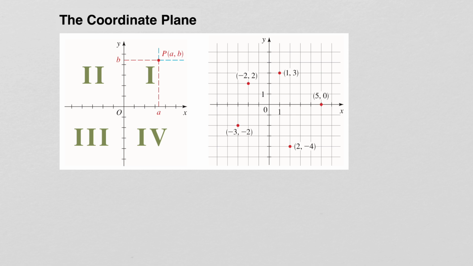So notice that the point corresponding to x equals a on the x-axis and y equals b on the y-axis has the coordinates a and b. So here we have several examples of points in the coordinate plane. Take a moment to make sure that you understand each of these points and their coordinates.